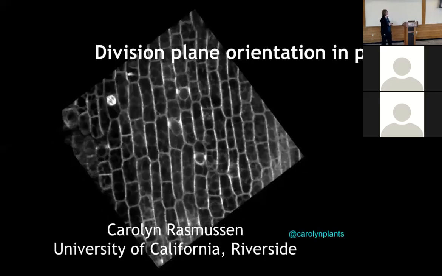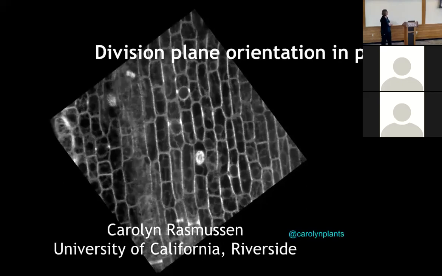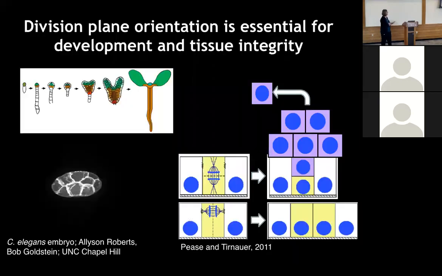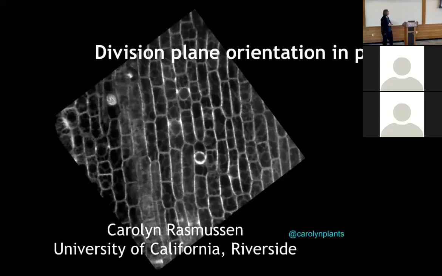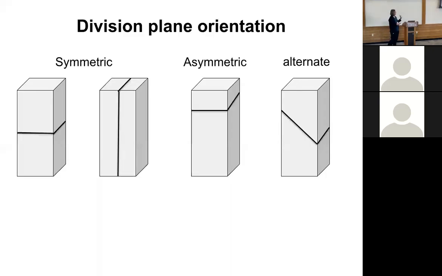What you can see here are our maize epidermal cells. You can see them dividing. We use quantitative live cell imaging to understand how plant cell division contributes to growth and development. So one of the major topics that I'm going to be telling you about today is division plane orientation.